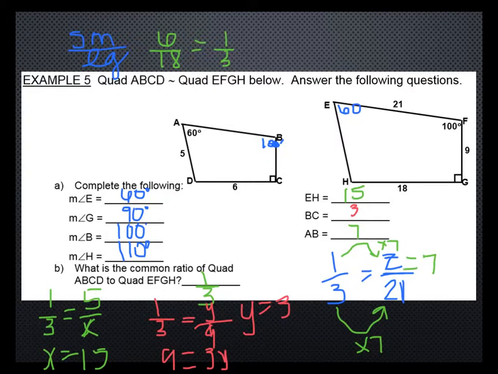Works out the same way if you do cross multiplication, because you would have 1 times 21 and 3 times Z. Divide by 3, and 7 is equal to Z.